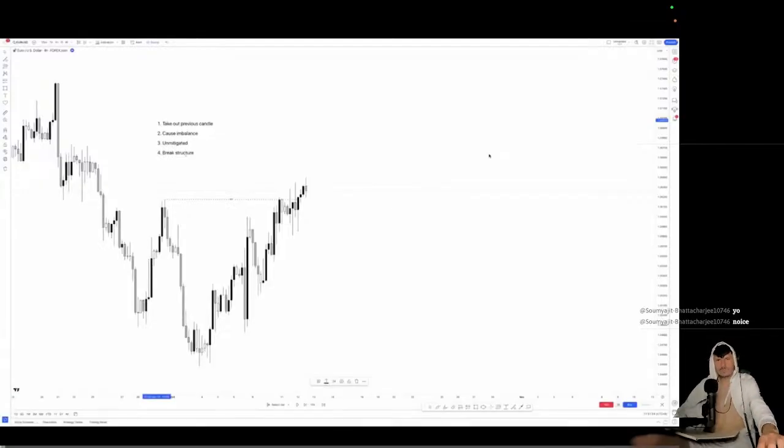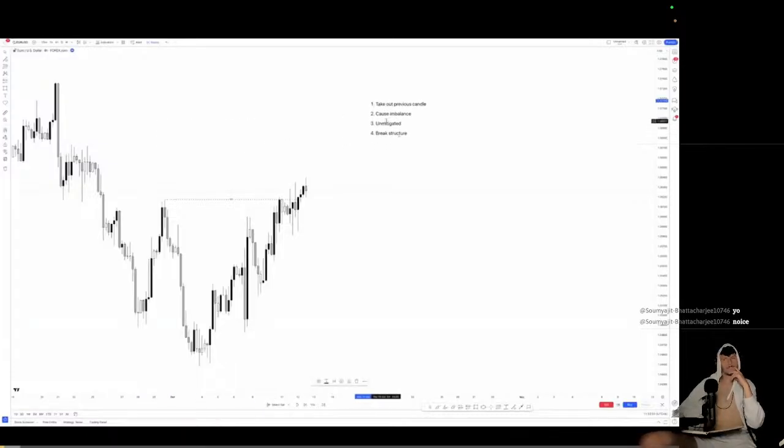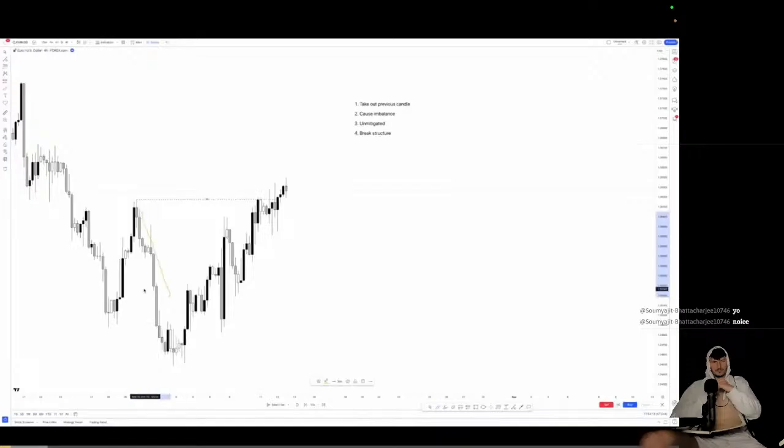Alright, now let's try to identify some order blocks on the chart itself, right? I have a list of the 4 rules of the order block on the screen right now, so that it allows us to really easily identify those order blocks, right? And remember, when we identify an order block, the first thing we want to see is that sharp price movement, right? Based on this, you can see there was a sharp downward movement in price, right?